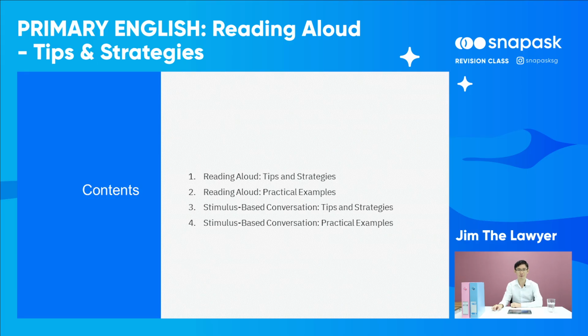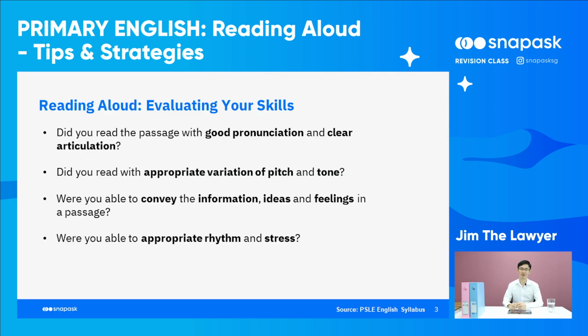In this series, we'll be going through 4 key elements of oral communication. In the first one, we'll be going through reading aloud, tips and strategies. Some of the assessment objectives that examiners will be looking out for are how to read with good pronunciation, clear articulation, and appropriate words, being able to read fluently with appropriate expression and rhythm.